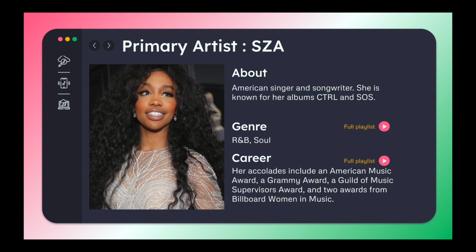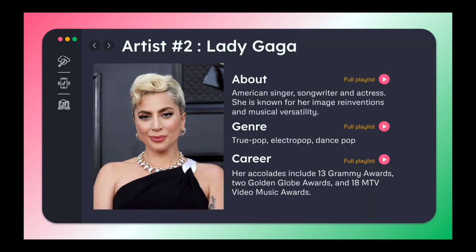She's an American singer and songwriter. She's known for her albums Control and SOS. Her main genres include R&B, soul, and hip-hop. Her accolades include an American Music Award, a Grammy Award, a Guild of Music Supervisors Award, and 2 awards from Billboard Women in Music. For the second artist, we chose Lady Gaga.